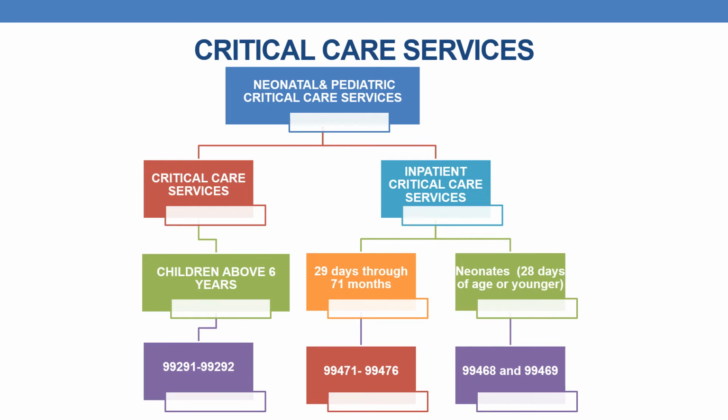Here you can see the various critical care codes, neonatal and pediatric critical care codes. Whenever the child is above 5 years of age, you need to report time-based critical care services 99291 and 99292. If the child is 29 days up to 5 years, you need to report 99471 to 99476, whether it is initial or subsequent. And for inpatient neonatal critical care, if the neonate is 28 days or younger, you need to report 99468 and 99469.